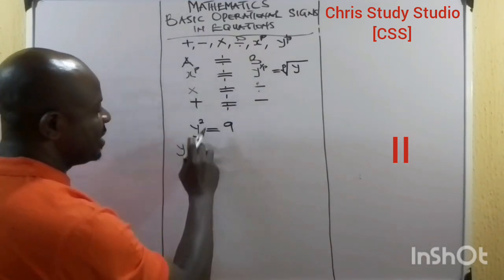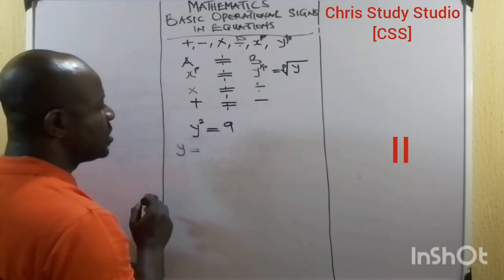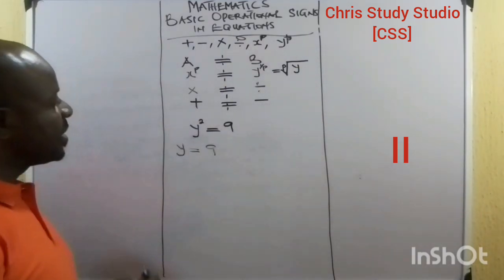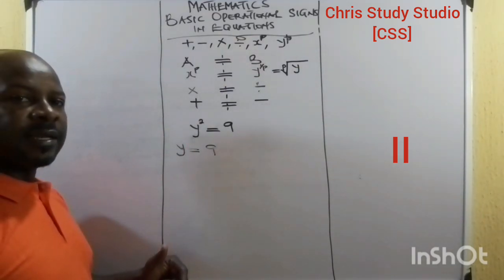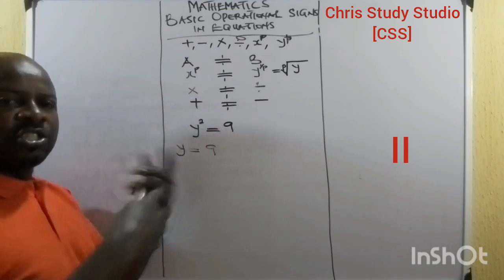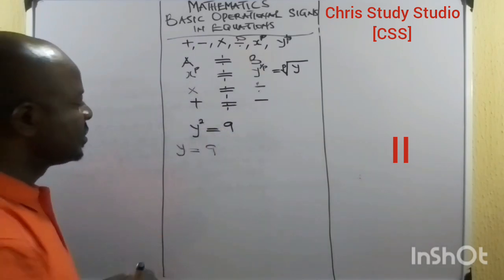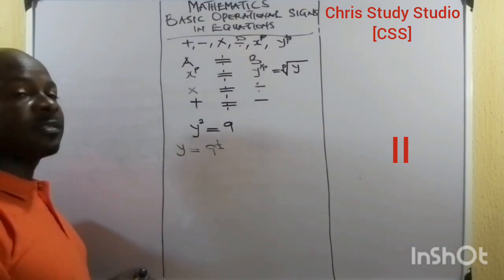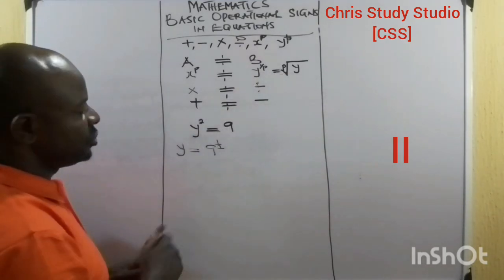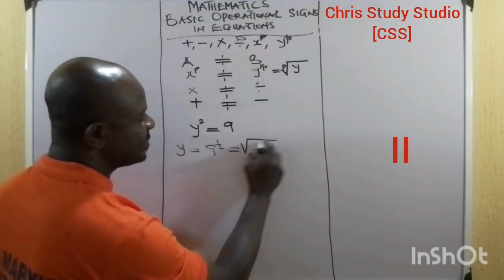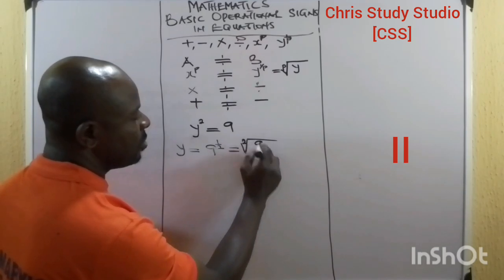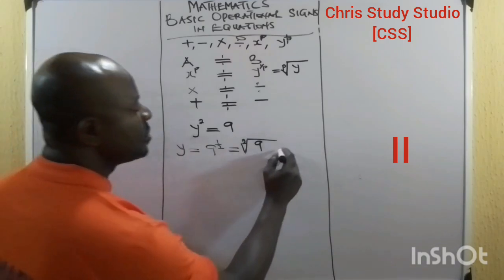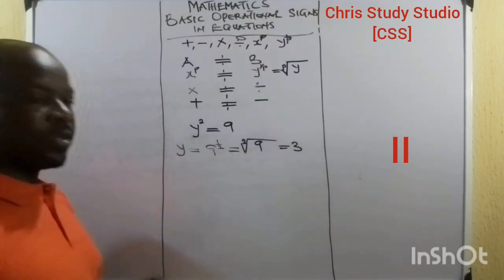After y, 2 is in the air, we meet equals to. After equals to, we meet 9. And the 2 that is in the air, having crossed the equality sign, tending to land, it changes its functionality. It becomes inverted as an index, which from this illustration is the same as the square root of 9. And having known that the square root of 9 is 3, we write it as 3.